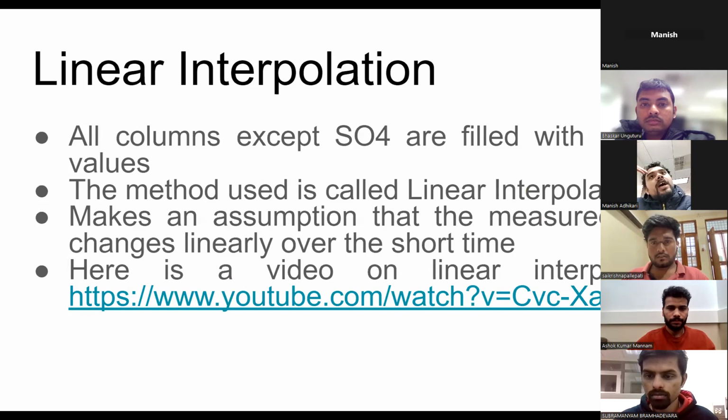So how we fill our data: except for SO4, the method we are going to use is called linear interpolation. Linear interpolation fills in the data with evenly spaced values. It assumes that measured values change linearly over a short time. Unlike forward filling or backward filling, there's no constant and sudden jump, but a smoother linear flow.